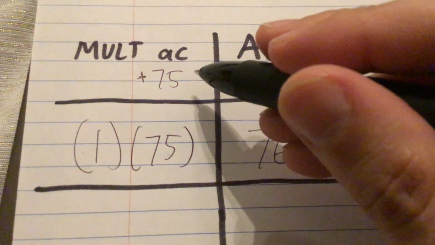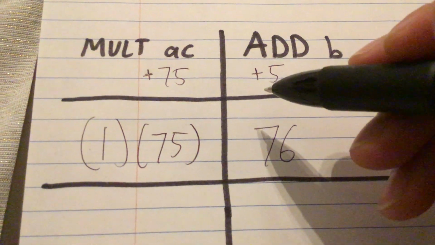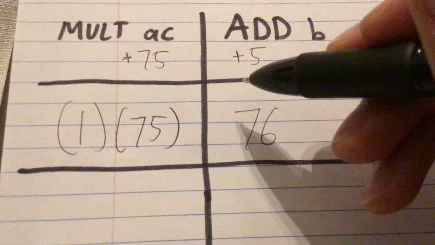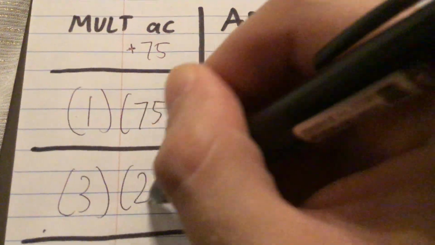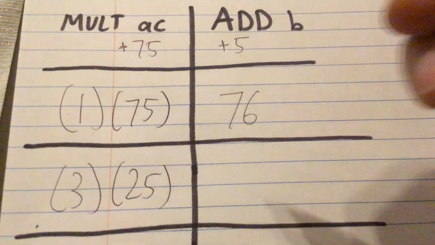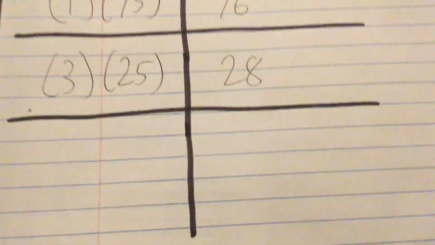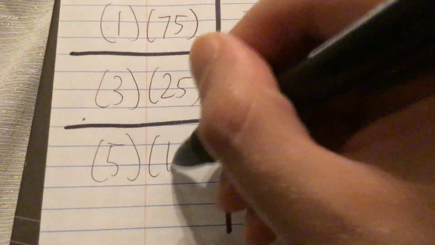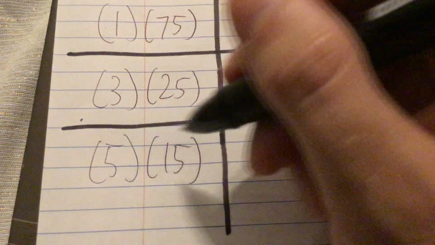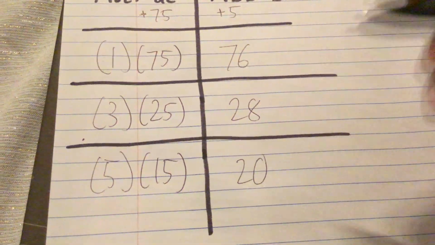Okay, divide by 2. Well, 75 is an odd number, so I can't divide by 2 and get a whole number. But I know I can do 3 times 25. 3 times 25 is 75. 3 plus 25 is 28. And finally, the last set of whole numbers I can do is 5 and 15. 5 times 15 is 75. 5 plus 15 is positive 20.